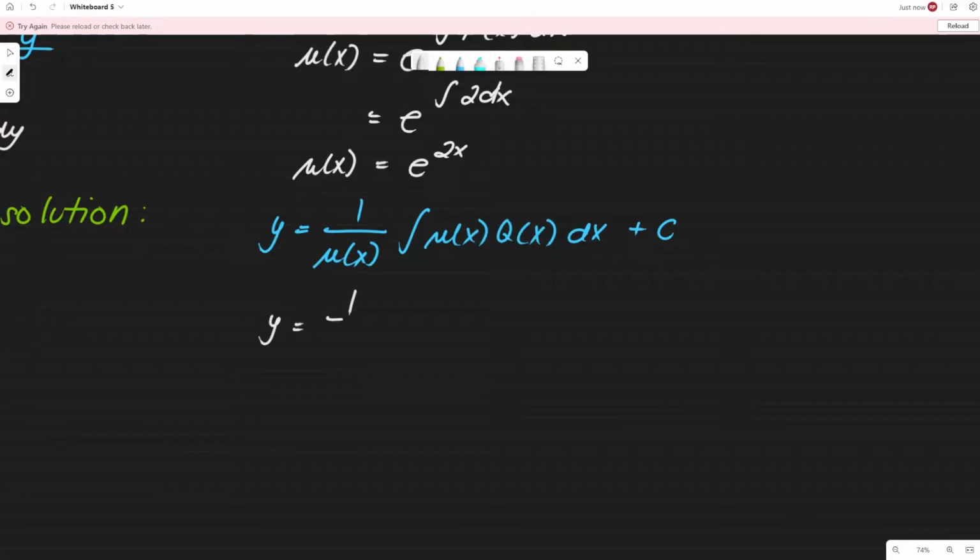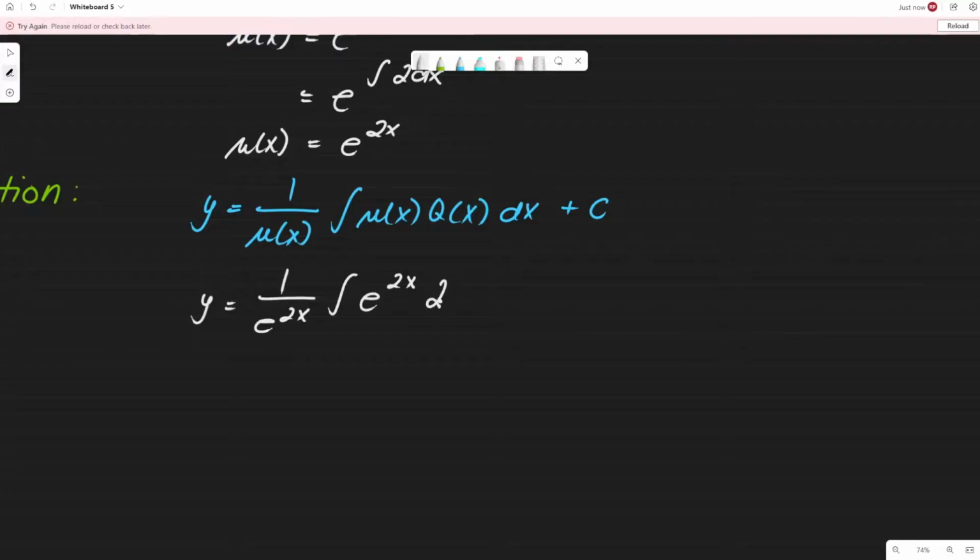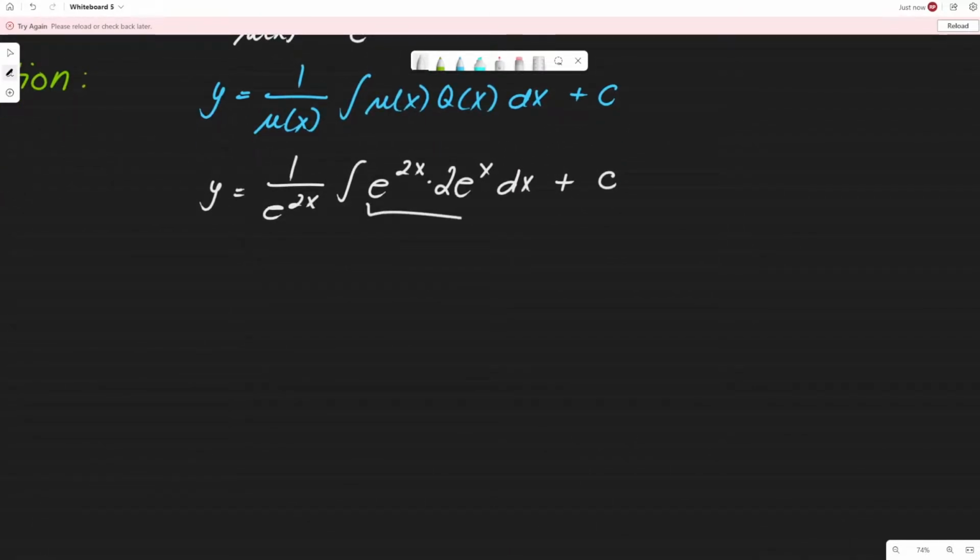So, we have 1 over e raised to 2x multiplied to the integral of e raised to 2x times q of x. What is our q of x? 2e raised to x, right? So, times 2e raised to x dx plus c. Okay? Then, let's simplify our integrand first.